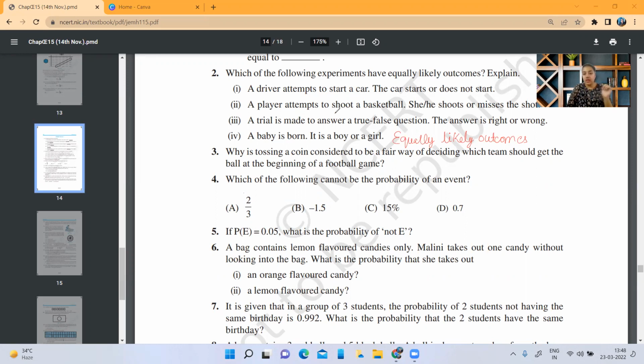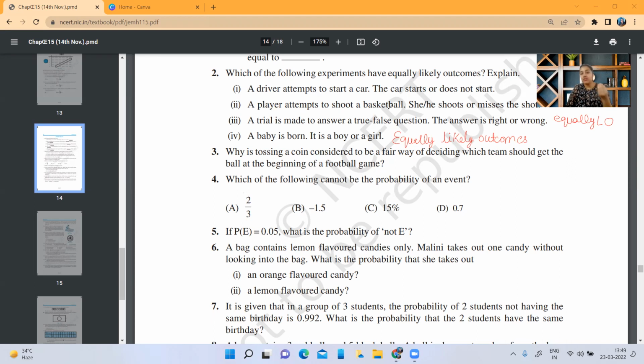Okay, let's try the other one. A trial is made to answer a true-false question. So there's one question whose answer is either true or false, and you don't know the answer. So it can be true, it can be false. They are equally likely outcomes. So you just write equally likely outcomes. Just complete this. Equally likely outcome. Then the first one, okay, the second one.